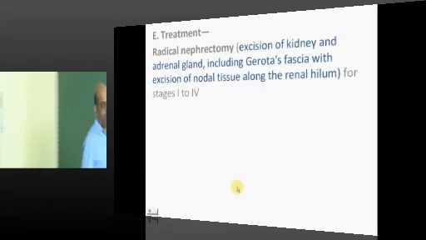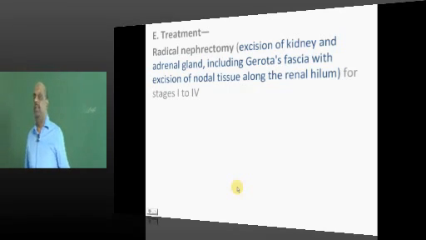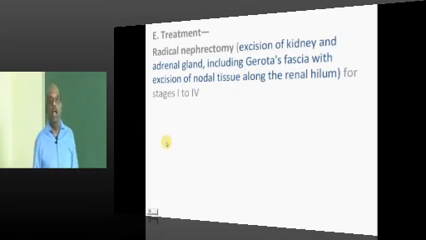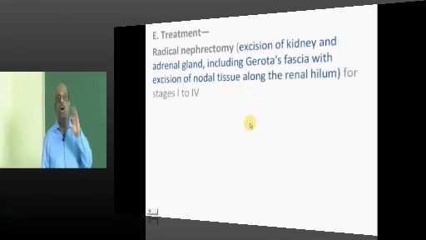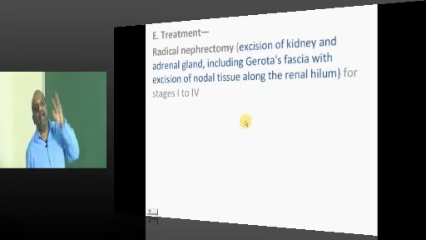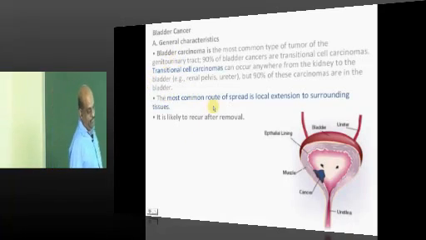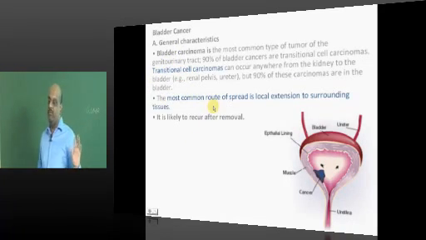Then how do you treat? Radical nephrectomy. In this, what is radical about it? Remove the kidney, remove the adrenal, remove the Gerota's fascia, and excise all the nodal tissue which is surrounding the hilum. That is what is called radical nephrectomy. So that is the story of renal cell carcinoma.